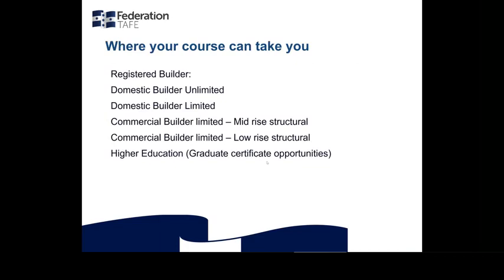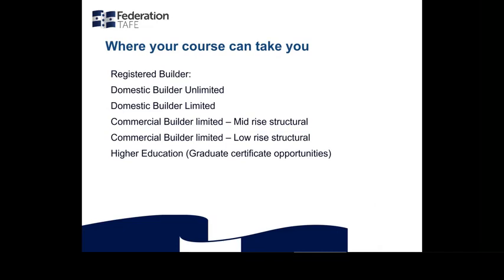Where the course can take you, so DBU, Domestic Builder Unlimited, Domestic Building Limited, there's about 20 categories that you can gain licensing or registration in domestic building in the limited application. For example, you can start off with carpentry, bricklaying, plastering, painting, cabinet making and the like, but you could also do fencing and scaffolding and temporary structures. There's a lot of different categories that the diploma gives you information on.